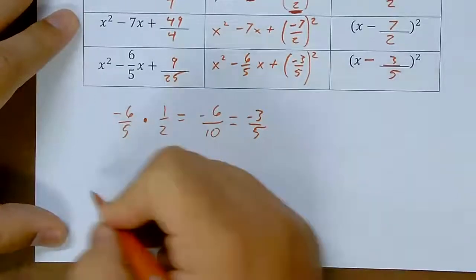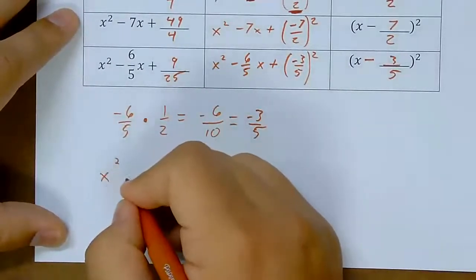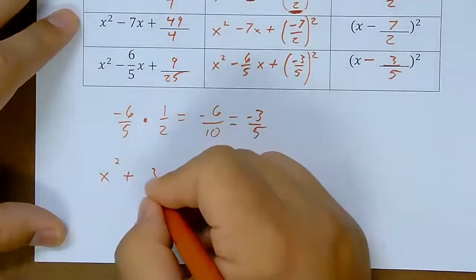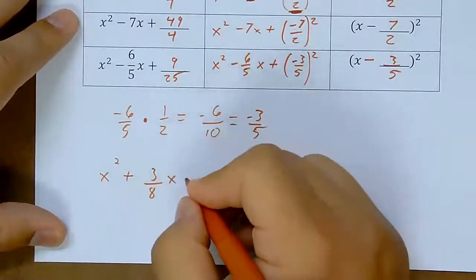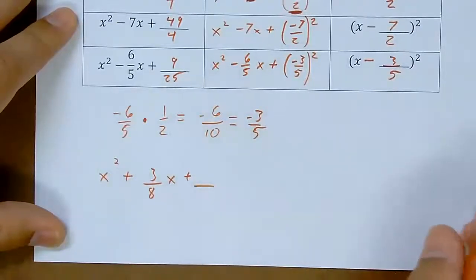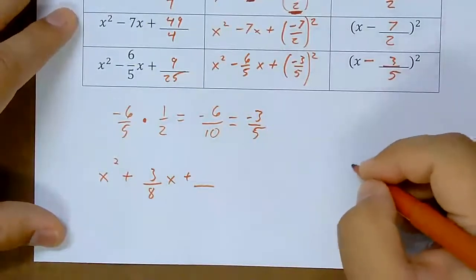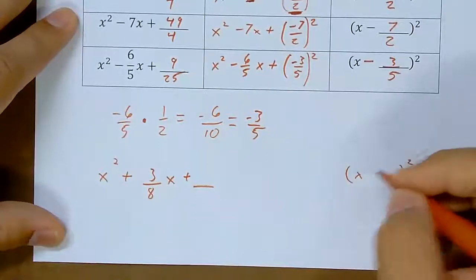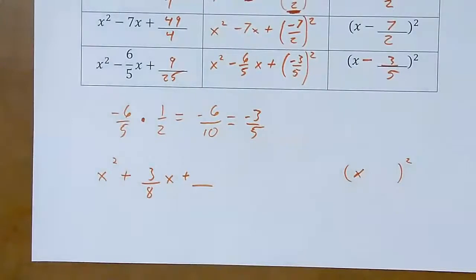Okay. Here's what I want you to do. I want you to go ahead and do this next one on your own. We have x squared plus 3 over 8x plus blank. I want you to come up with the trinomial breakdown, but in your answer, I'm looking for the binomial. Okay. Work on this one on your own.